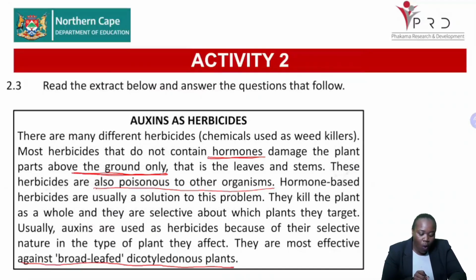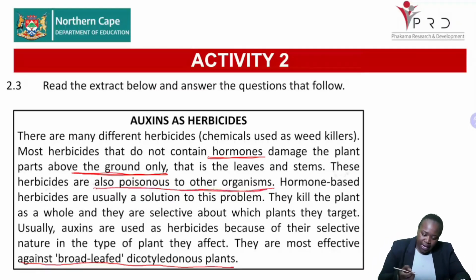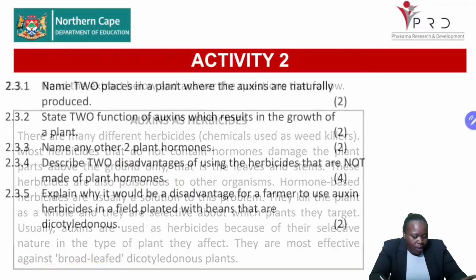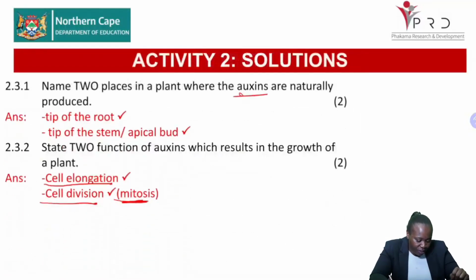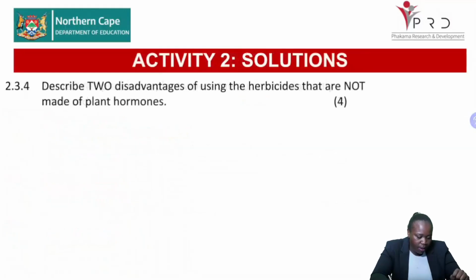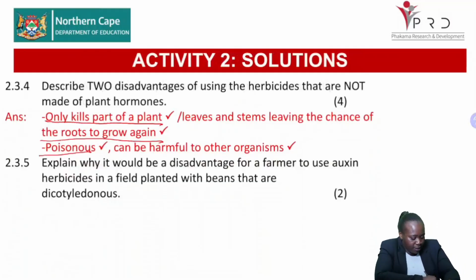These herbicides are also poisonous to other organisms. We don't need them to be poisonous to other organisms. We need them to target the weeds only. So our first answer would be that they damage the part above the ground, and the second thing would be that they are poisonous to other organisms, right? So those would be our two disadvantages. Now there we have it. Only kills the part of the plant, meaning that it can grow again. They are poisonous and harmful to other organisms.